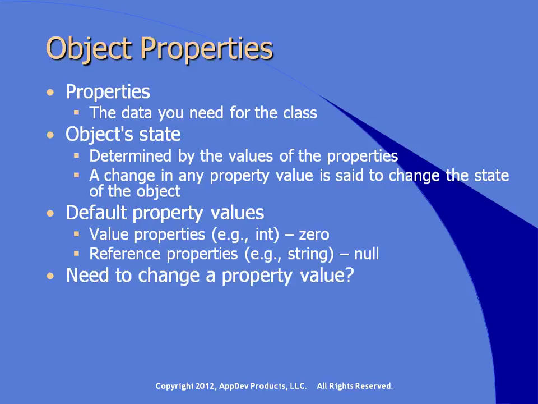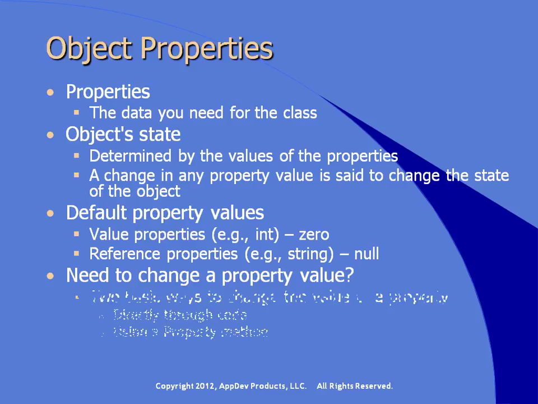So the object value itself is empty at this point. Now, clearly, if you can't change the value of a property, you can't change the state of the object. So we need a way, a mechanism by which we can change a property value. There are two basic ways that you can change the value of a property. You can do it directly through code, and we'll see in a moment that that's usually not a good idea. Or you can do it by using a property method. And as you'll recall from our earlier slide, a property method is one of the 4 that you will find inside of the object itself.